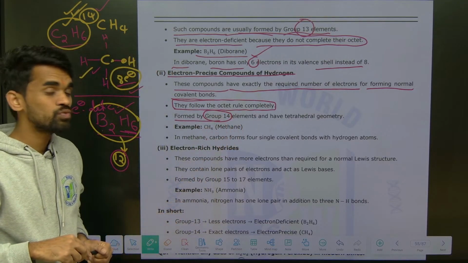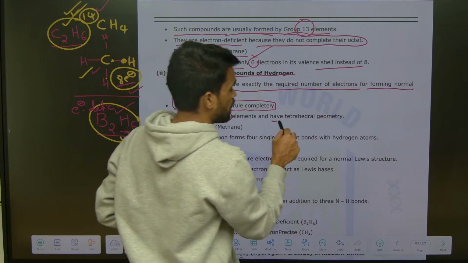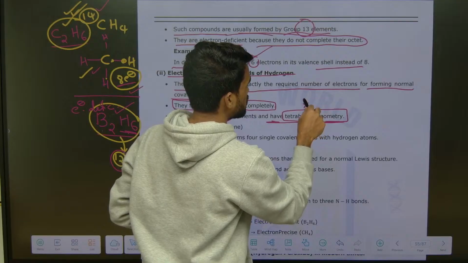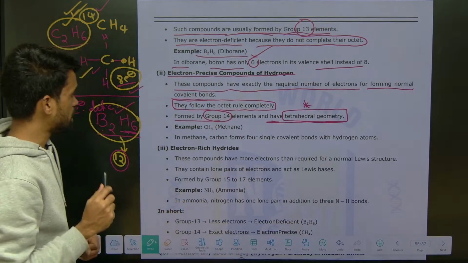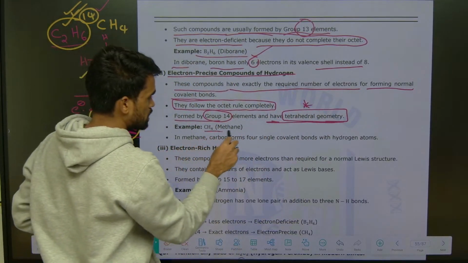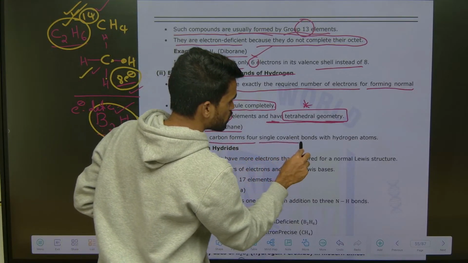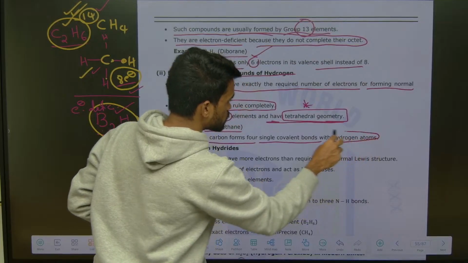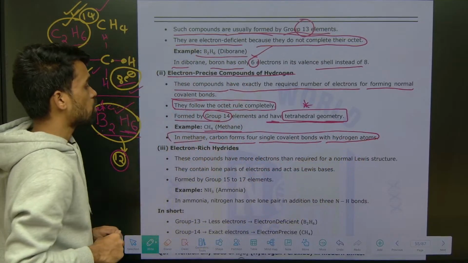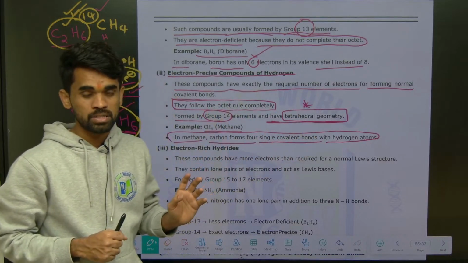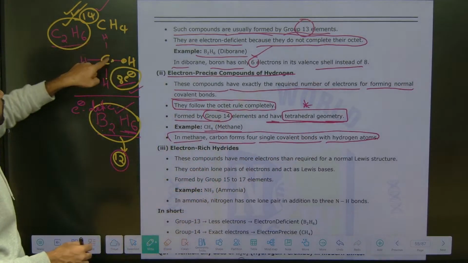Formed by group 14 elements, and they have tetrahedral geometry. The next example is methane, CH4. In methane, carbon forms 4 single covalent bonds with hydrogen atoms. So like this, 4 single covalent bonds are there, no?